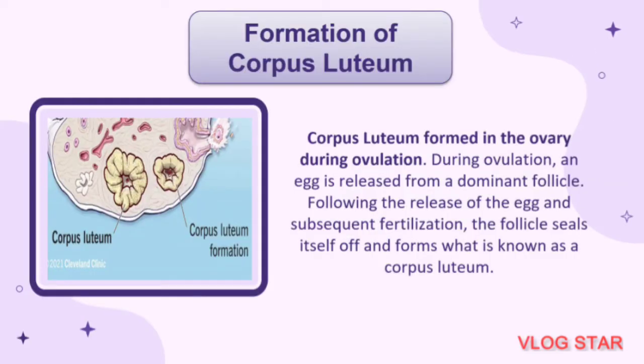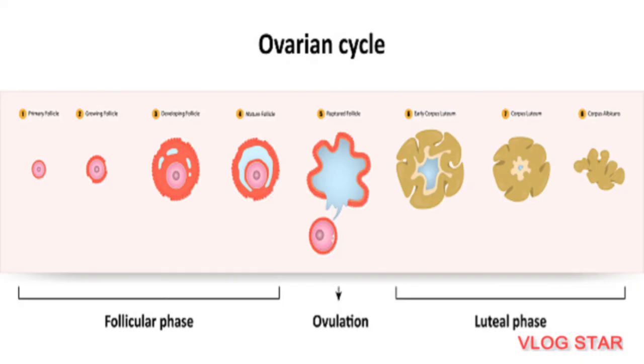As I have said earlier, the corpus luteum forms in the ovary during ovulation. During ovulation, an egg is released from a dominant follicle. Following the release of the egg and subsequent fertilization, the follicle seals itself off and forms what is known as a corpus luteum. So, during the follicular phase, the egg is still inside, and while in ovulation, the egg is released and then it proceeds to the luteal phase and the corpus luteum is produced.